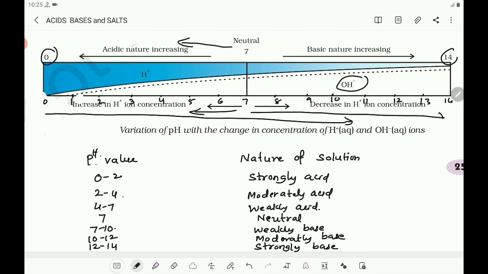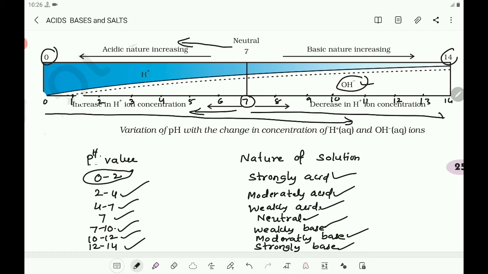Here at 7 it reaches neutral. It is neither basic nor acidic. After 7, acidic property decreases, which means hydrogen ion concentration decreases and basic nature increases. So 0 to 2 strongly acidic, 2 to 4 moderately acidic, 4 to 7 weakly acidic, 7 neutral, 7 to 10 weakly basic, 10 to 12 moderately basic, 12 to 14 strongly basic.